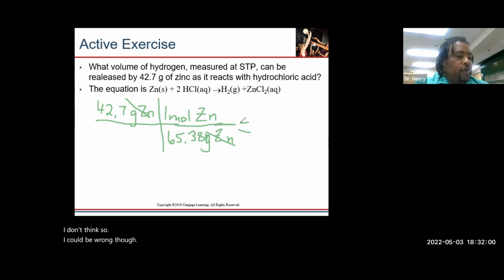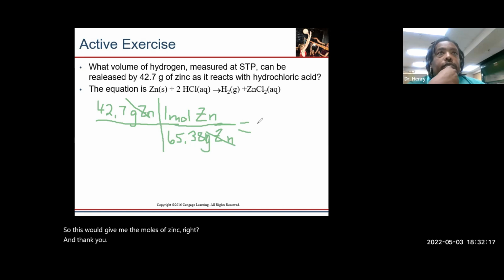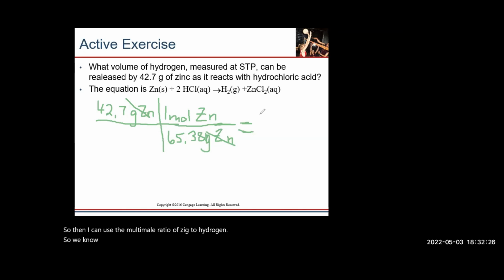Okay, so this would give me the moles of zinc, right? And then you would use the mole to mole ratio of zinc to hydrogen. So we know that 0.65.